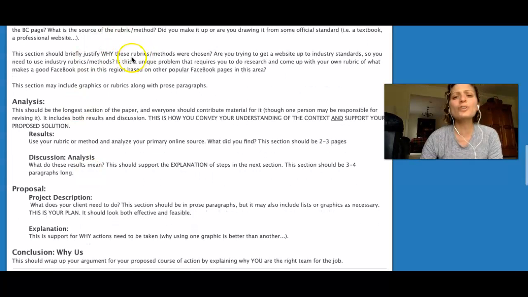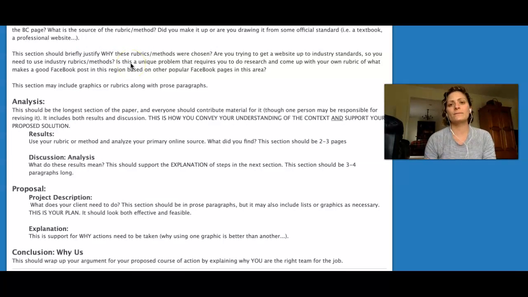And it should also briefly justify why you're using this rubric or this source. So for example, are you trying to get a site to be more user-friendly and you're comparing it to a site that gets a lot of users? Or are you trying to bring a website up to a national standard? And so you're using a standard that has some sort of national qualifications.